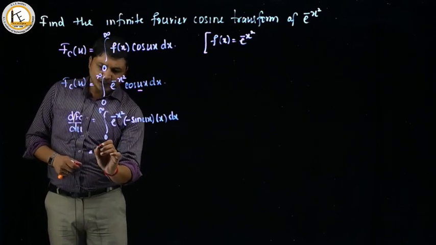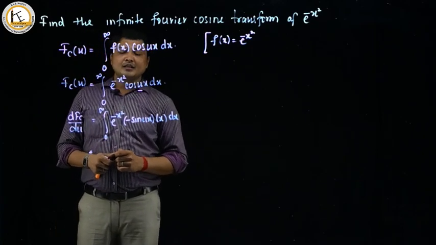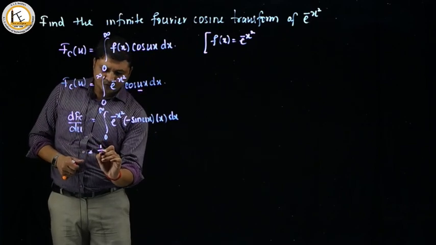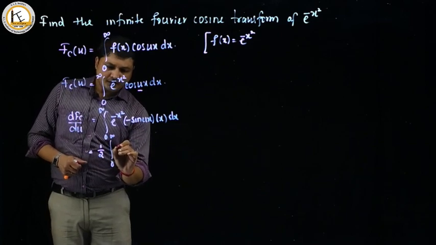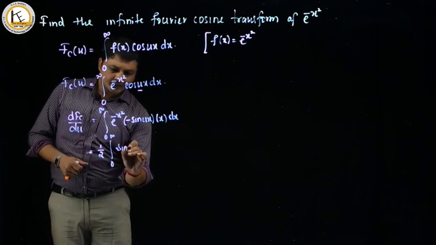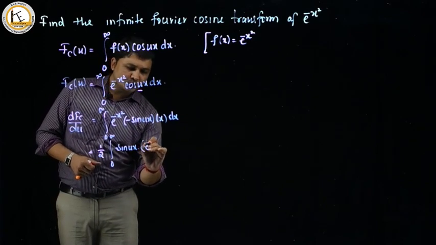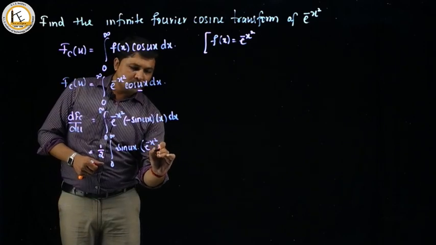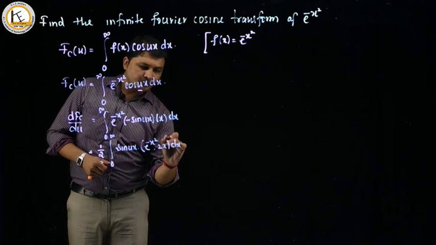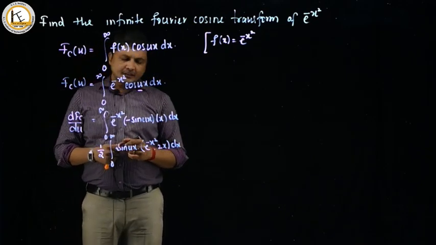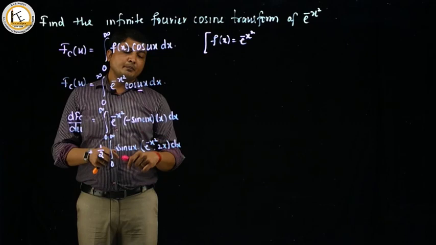So for that I'm going to multiply numerator and denominator by 2. So I have here 1 by 2, 0 to infinity, I will take this sin ux first, and into the bracket I am going to write e raised to minus x square into 2x. This is a small adjustment. Okay, so why this adjustment? Just to apply the integral by parts.